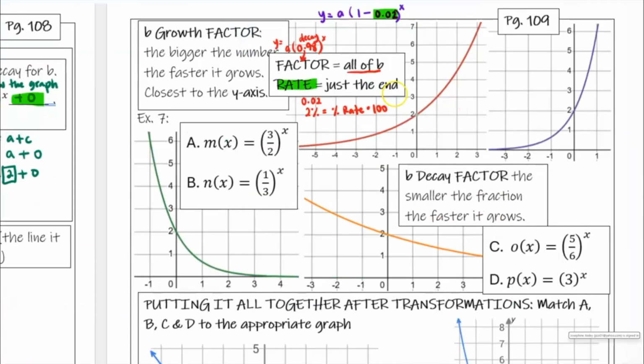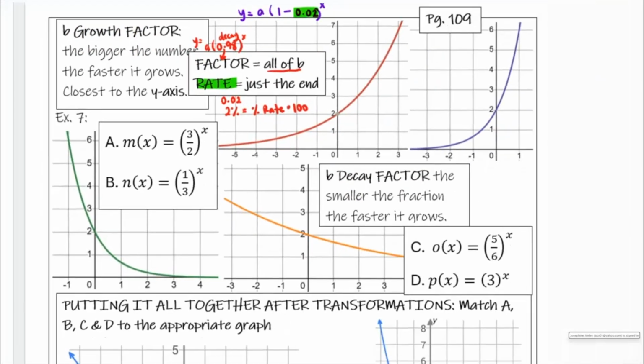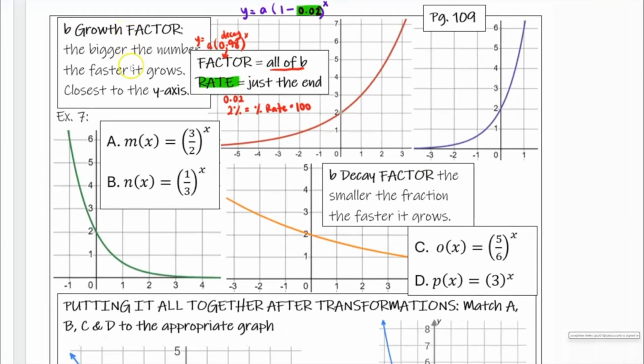All right, last thing as a quick review. So we now know what ABC is. Now we're going to look at B in a little bit more detail. So B is a growth factor or the decay factor. However, we do also deal with steepness, because sometimes you're going to be given something where they're both growing or they're both decaying, but you need to be able to identify what equation it could possibly go with.